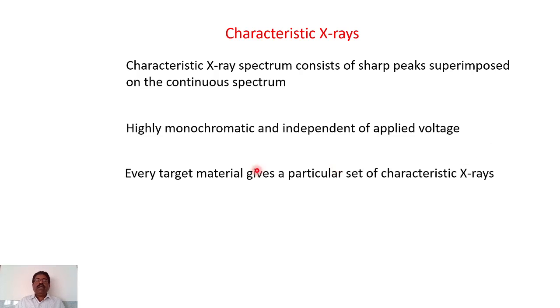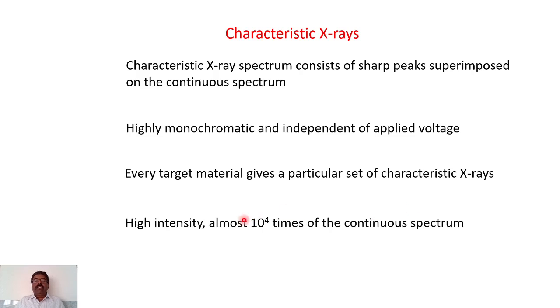So every target material has its own set of characteristic X-rays. So you can use this characteristic X-ray as a tool for identifying the elements. Each particular target element can give a fixed set of characteristic X-rays. Now the intensity of these characteristic X-ray lines is very high, almost 10 raised to 4 times that of the continuous X-ray spectrum.